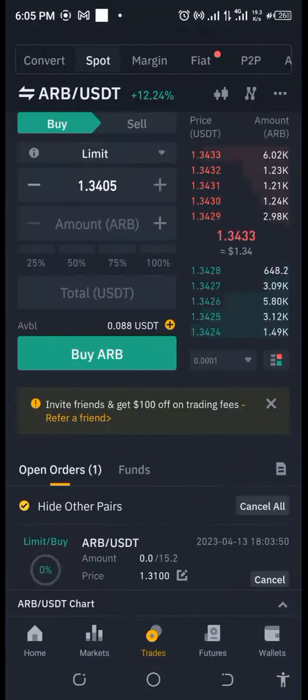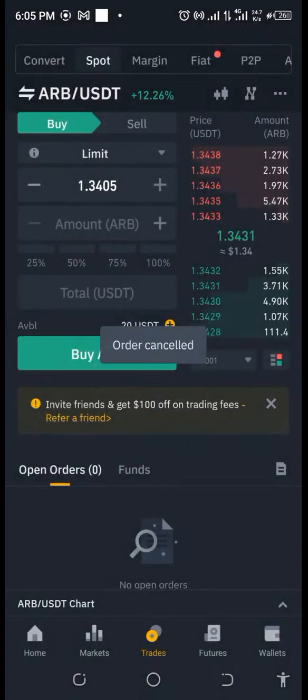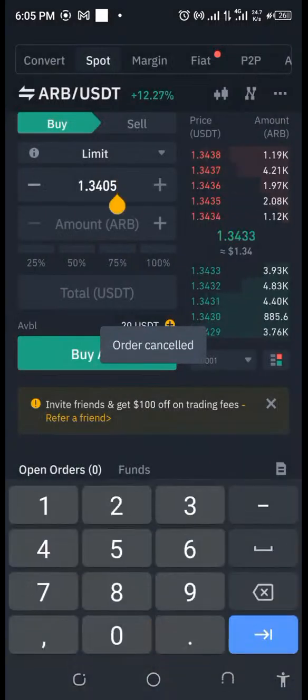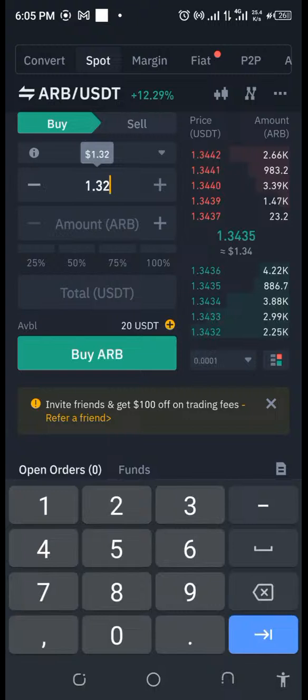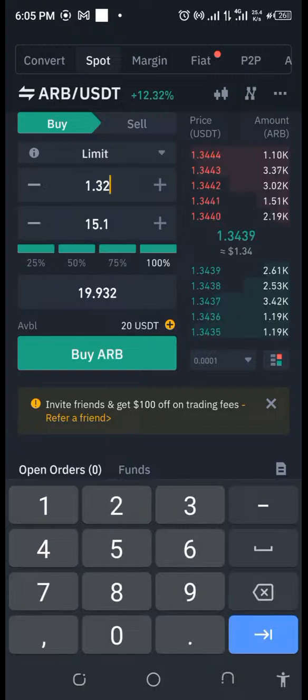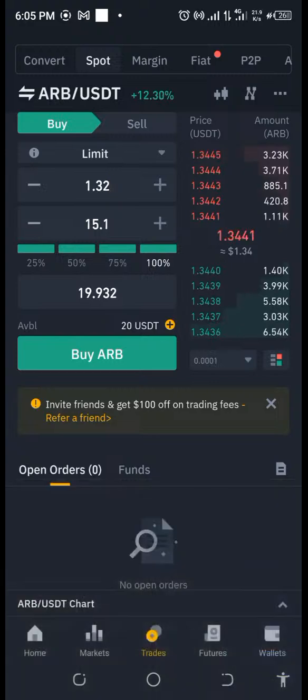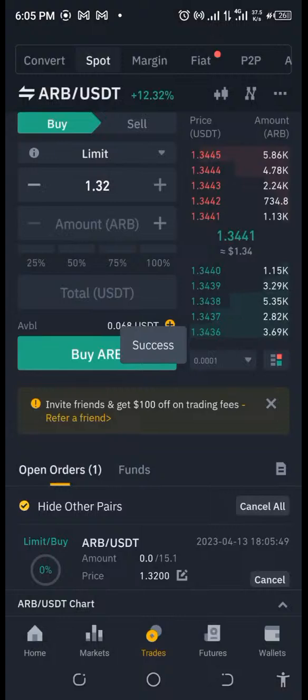Okay, I'm going to cancel that, and then I'm going to set the buy limit to 1.32 and pick up the entire thing. I think that should just be fine. 1.32 should look like a considerable amount, and then let's just stay in the queue. I'll be back again with the results.